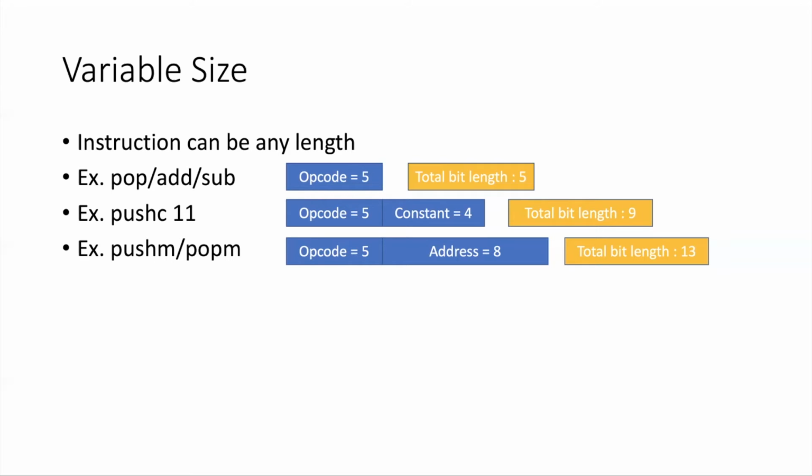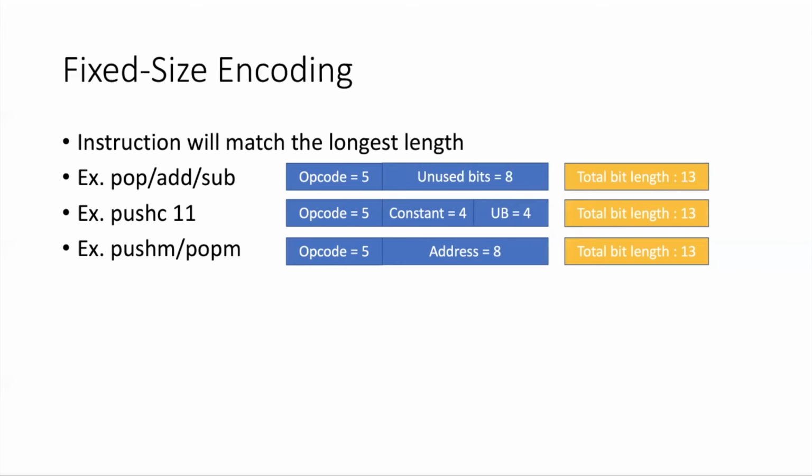So for our push C11 instruction example, we have an opcode of 5 and then a constant of 4 bits. So if you add the two together, we are going to have a total bit length of 9. Our last example is a push m slash pop m instruction, and this has an opcode of 5, and then we chose an address of 8 bits, which will then make our total bit length 13 bits.